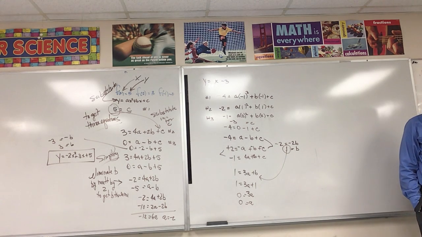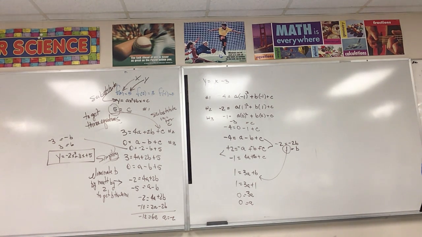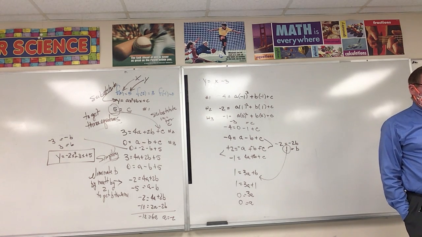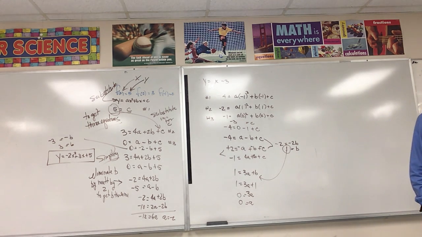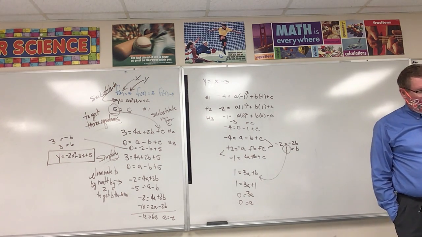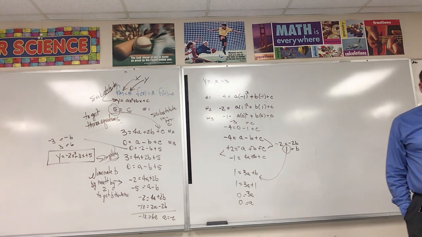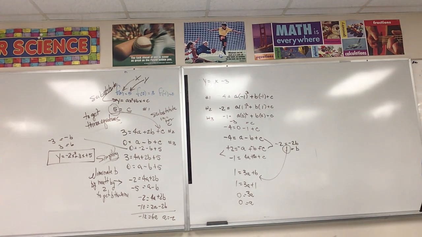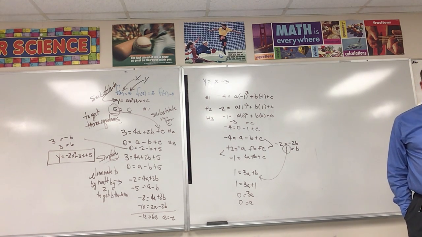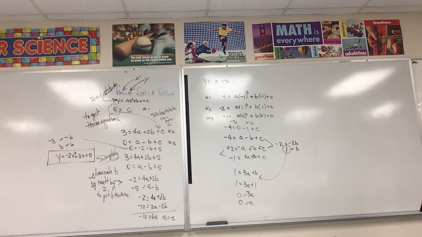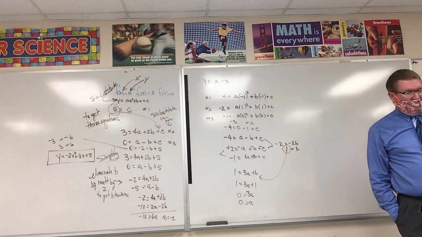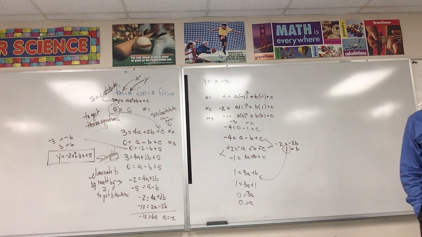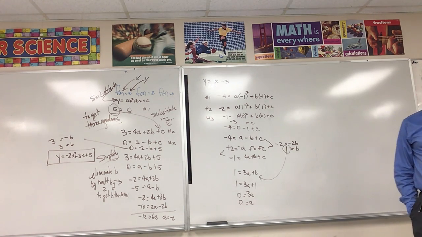Number 5, Logan, what's my vertex? 3, 2. What's my axis of symmetry? Haley, X equals 3. Do I have a minimum or a maximum, Daniel? A maximum. What's my maximum value? It is 2 at x equals 3. What's my domain, Kat? All real numbers. And what is my range, Sarah? Y is less than or equal to 2. All right, very good.